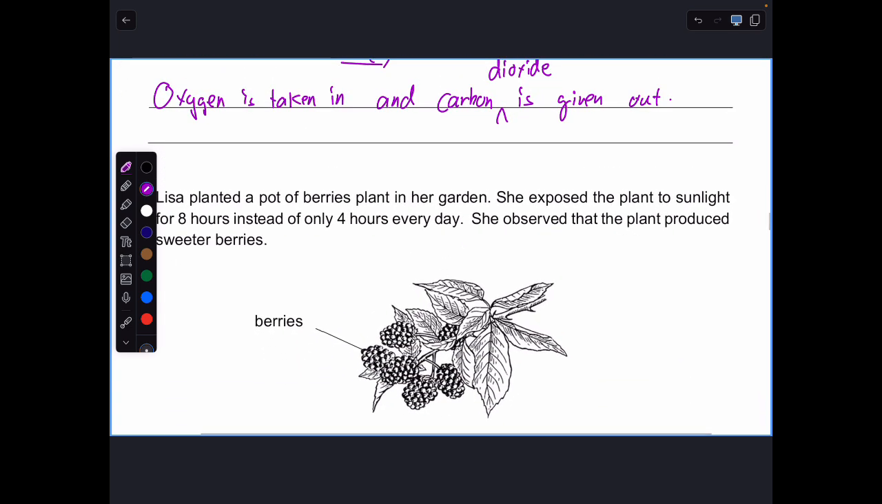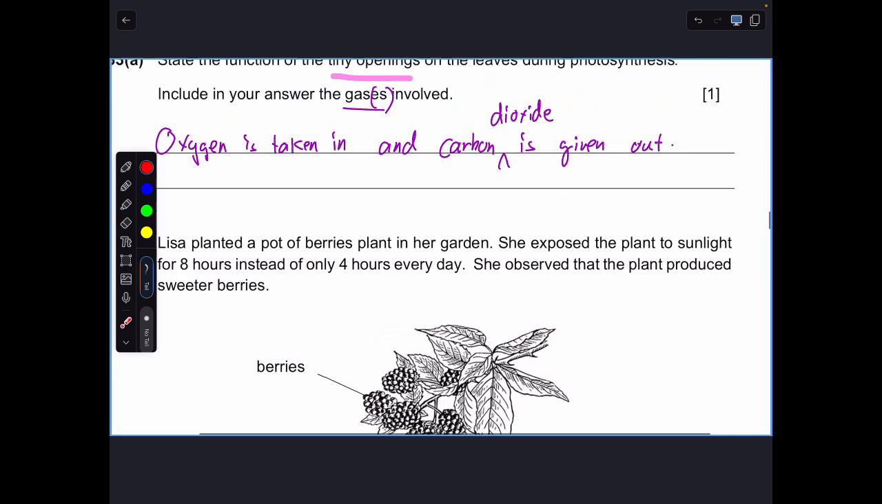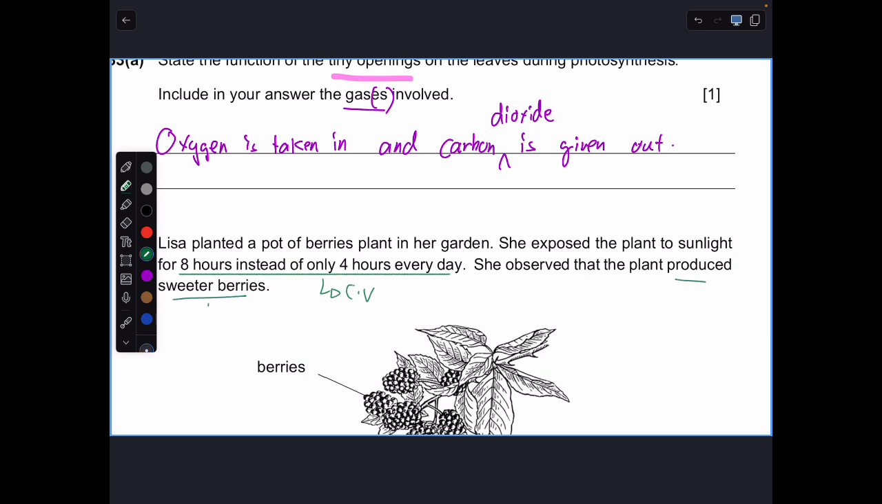Next. Lisa potted a pot of berries in her berries plant. She exposed the plant to sunlight for 8 hours instead of 4 hours. So remember what I told you. This is actually your change variable. Produce sweeter berries. This is your measured variable. Right? So you have light here. So I see sunlight. Oh, it signals to me that this has to be photosynthesis.